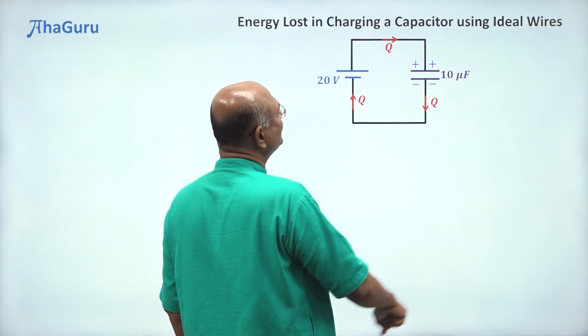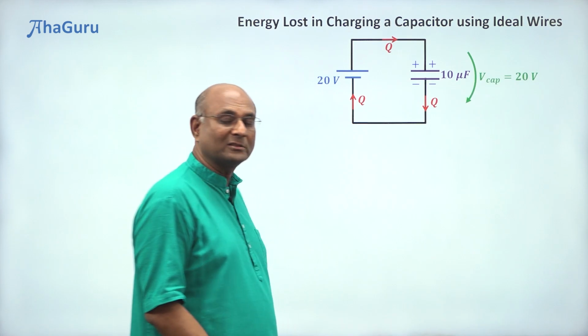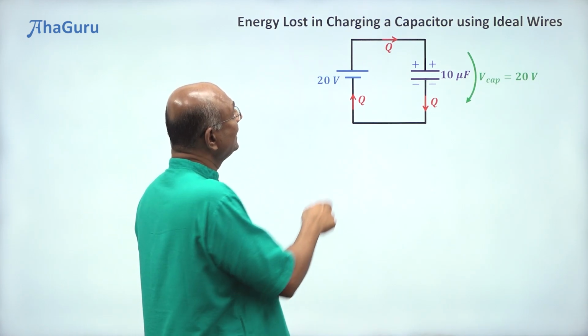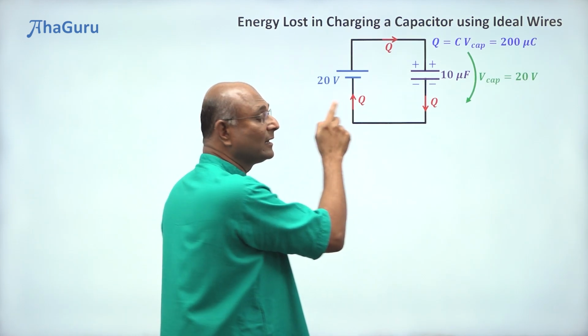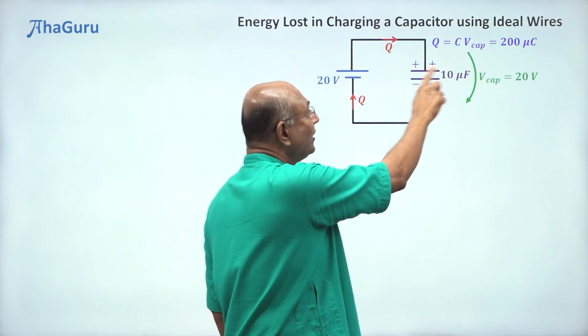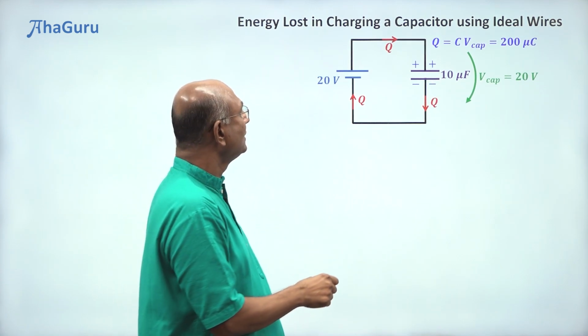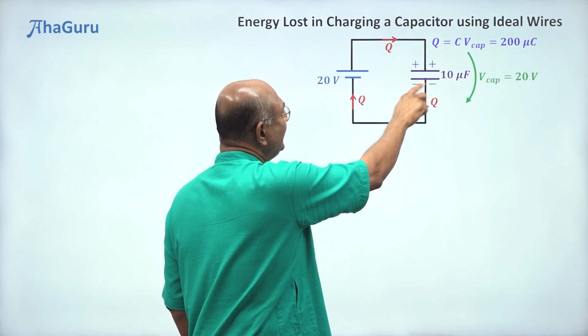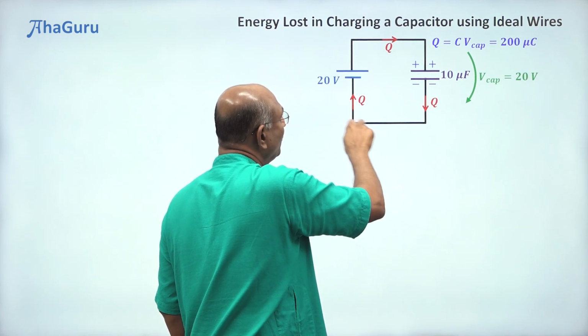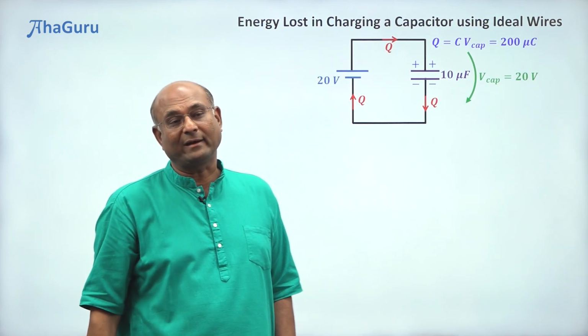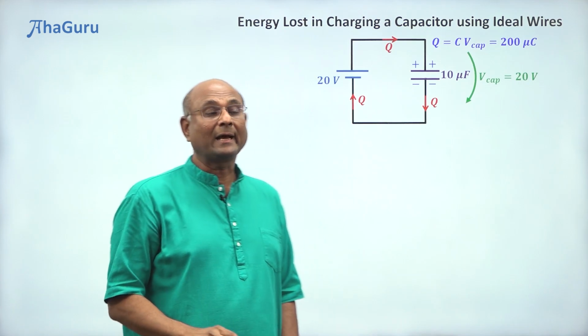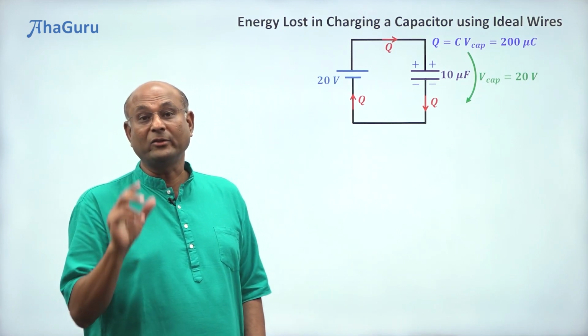This potential drop is 20 volts. So the potential drop across the capacitor must be 20 volts, and so the charge on the capacitor must be CV, 200 microcoulomb. So instantly 200 microcoulomb will go from here and land up there the moment you connect this capacitor to this battery using ideal wires.